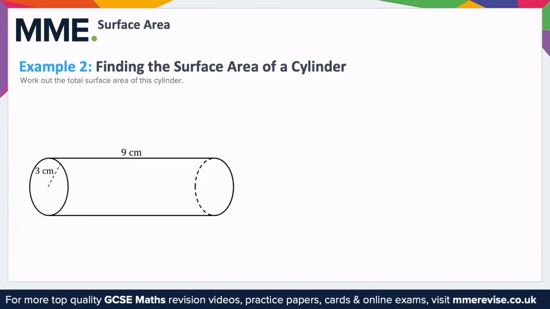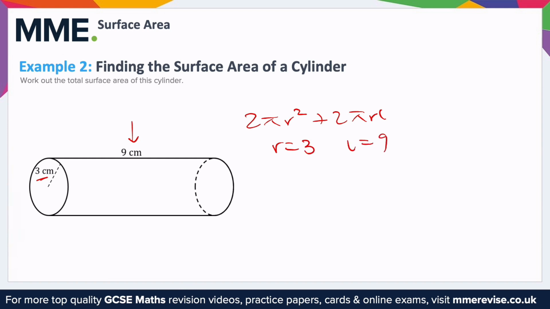Example 2, finding the surface area of a cylinder. Work out the total surface area of this cylinder. So we can see it has a radius of 3 and a length of 9. Remember, the equation for the surface area of a cylinder is 2 pi r squared plus 2 pi rl. And this question has been presented in such a way that we can just substitute straight in. So we know that r is 3 and we know that l is 9.